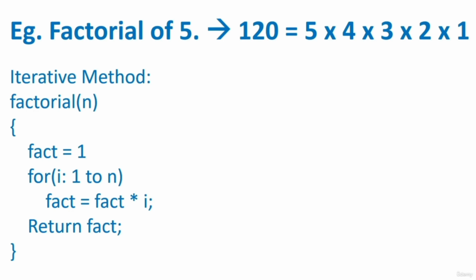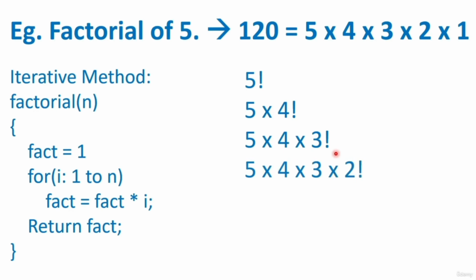That's where the recursive method comes into the picture. Let's understand that we have to find the factorial of 5. Factorial of 5 can be written as 5 multiplied by factorial of 4. So we are basically wrapping this part over here, and we are writing factorial of 4. Now factorial of 4 can be written as 4 multiplied by factorial of 3, and similarly for 3 and for 2. And we know that factorial of 1 is equal to 1.